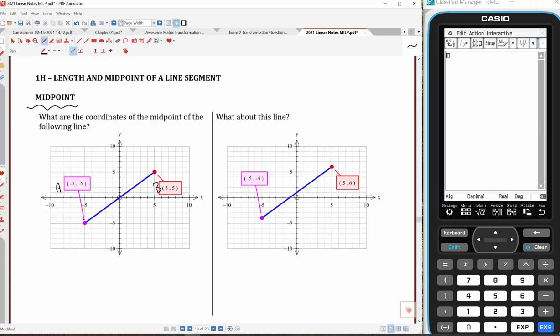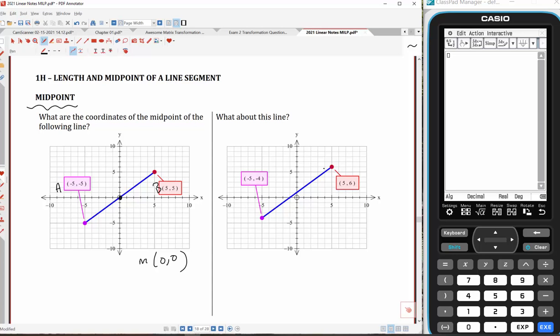If we wanted to get the midpoint of the line segment AB, I'm talking about the coordinates that are in the middle of this line segment here. And hopefully you can see that the midpoint is going to be 0, 0. You can do that by sight. Note that the x values are -5 and 5, and the y values are -5 and 5.